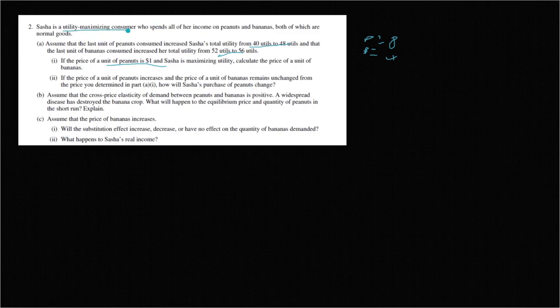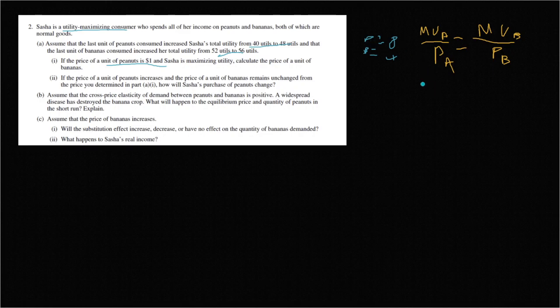So because she is utility maximizing, we could use the idea of the marginal utility of A over price of A. I'm getting too excited about economics here. That's going to be the marginal utility of B over the price of B. So now we can just start substituting in numbers.